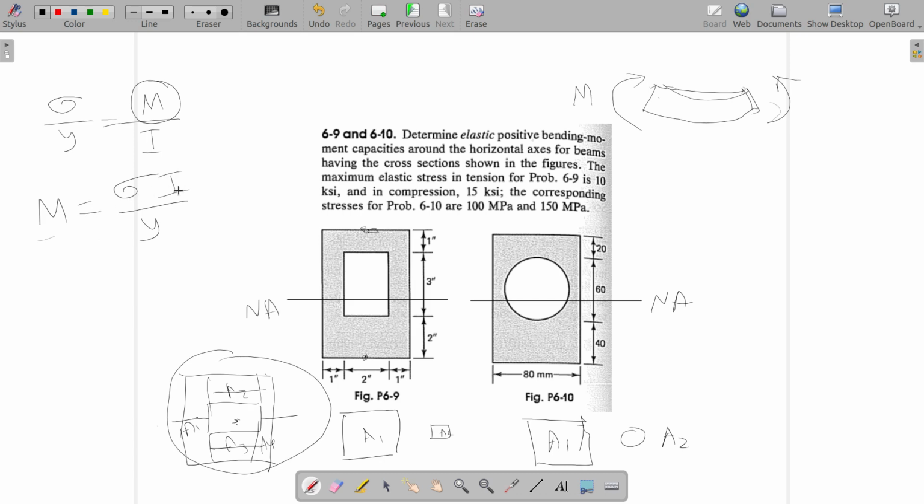M is equal to sigma I by y. We have calculated I for both of the sections. Yes, so for positive bending moment, you know that you have compressive stress at the top and tensile stress in the bottom. So for the first problem you have tension 10 ksi here.